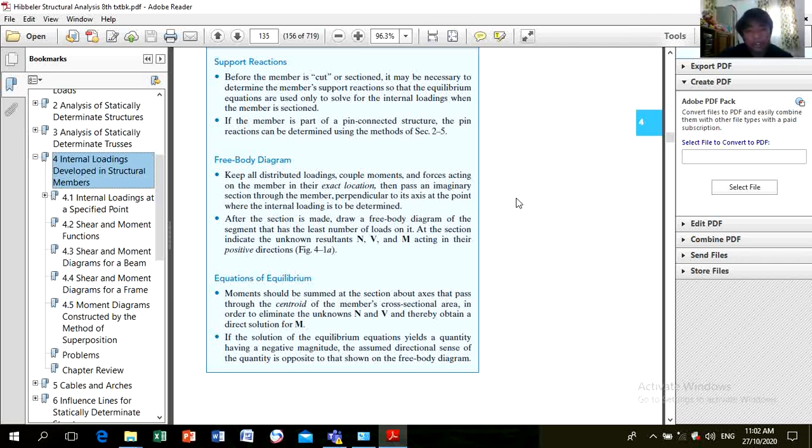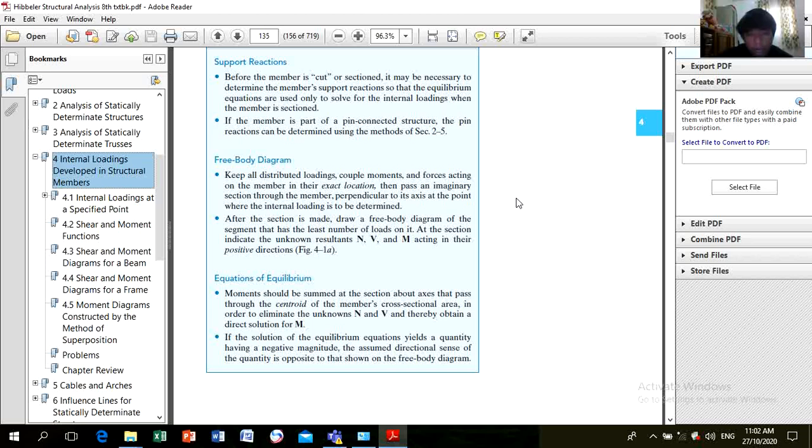Then after the section is made, draw the free body diagram of the segment. You can now indicate the unknown resultants: N, normal force; V, shear; M, the moment, in their positive direction. Then the last one is the equations of equilibrium. Moments should be summed at the section about an axis that passes through the centroid. We all know this already, the procedure on how to use moment equilibrium. Meaning, when you cut a certain section, consider the free body diagram, the reactions, and of course the direction.